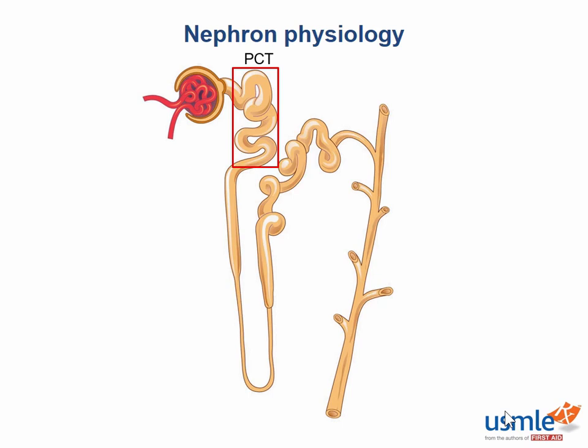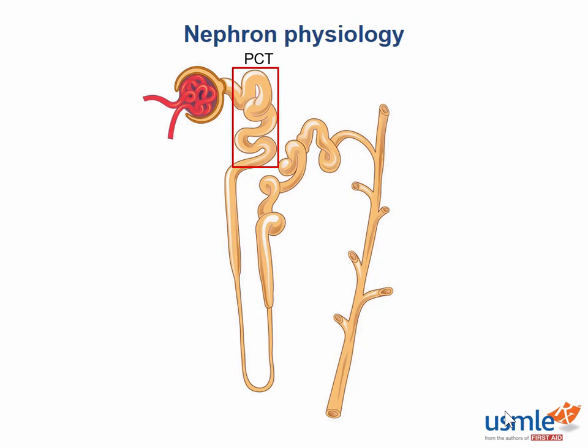We will begin by focusing on the first part of the nephron called the proximal convoluted tubule, highlighted by the red box in this slide. It is located just downstream of Bowman's capsule and is where most filtered solutes, electrolytes, and water are reabsorbed back into the bloodstream. In fact, 60 to 80% of the filtered sodium is reabsorbed in just this one small segment.